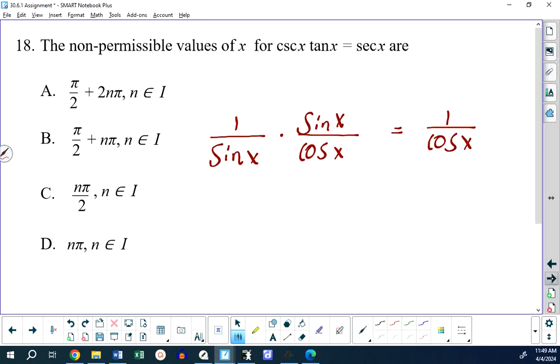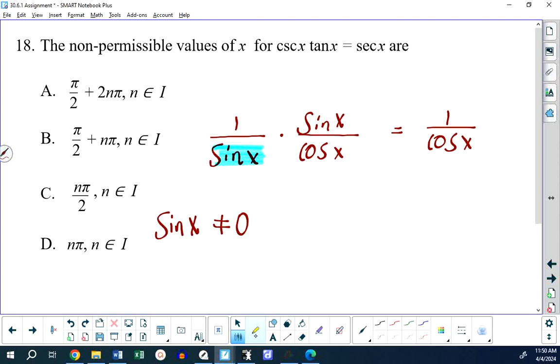You get non-permissible values in trigonometry always for the same reason, because you end up dividing by 0. Okay? So this is a fraction. This 1 over sine x is a fraction. And that means that this denominator is never allowed to be 0, because then 1 over sine of x will be undefined. So that's a denominator, and the conclusion is that sine of x is not allowed to be 0. Period.